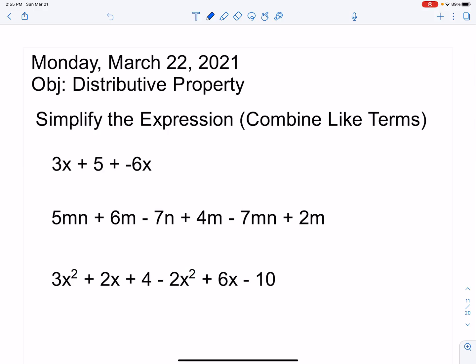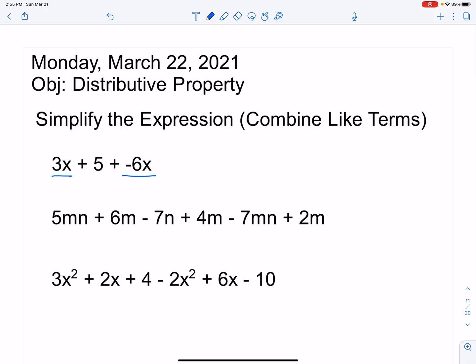So in order for us to understand the distributive property, the first thing we need to understand is combining like terms. Combining like terms means putting things together that are alike. Take, for example, this first problem. 3x plus 5 plus negative 6x. When we look at the three parts, each one of those things is called a term. So if we look at two of them, 3x and negative 6x, those have something in common. They have an x in common, so we can actually add those together.